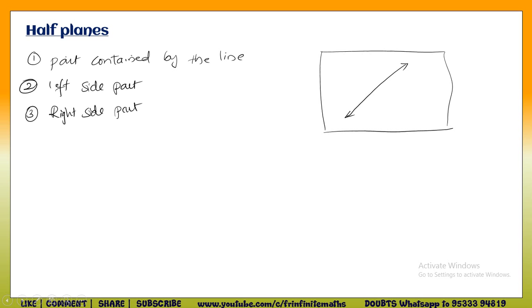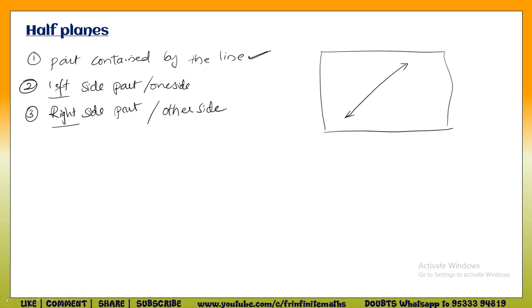The first part is the part which is contained by the line. The second part is one side of the line, and the other side of the line. So instead of saying left side part or right side part, we can say one side, and the second part is the other side. Okay, right. Now using this concept, we are going to discuss the ratios related to these things, right?